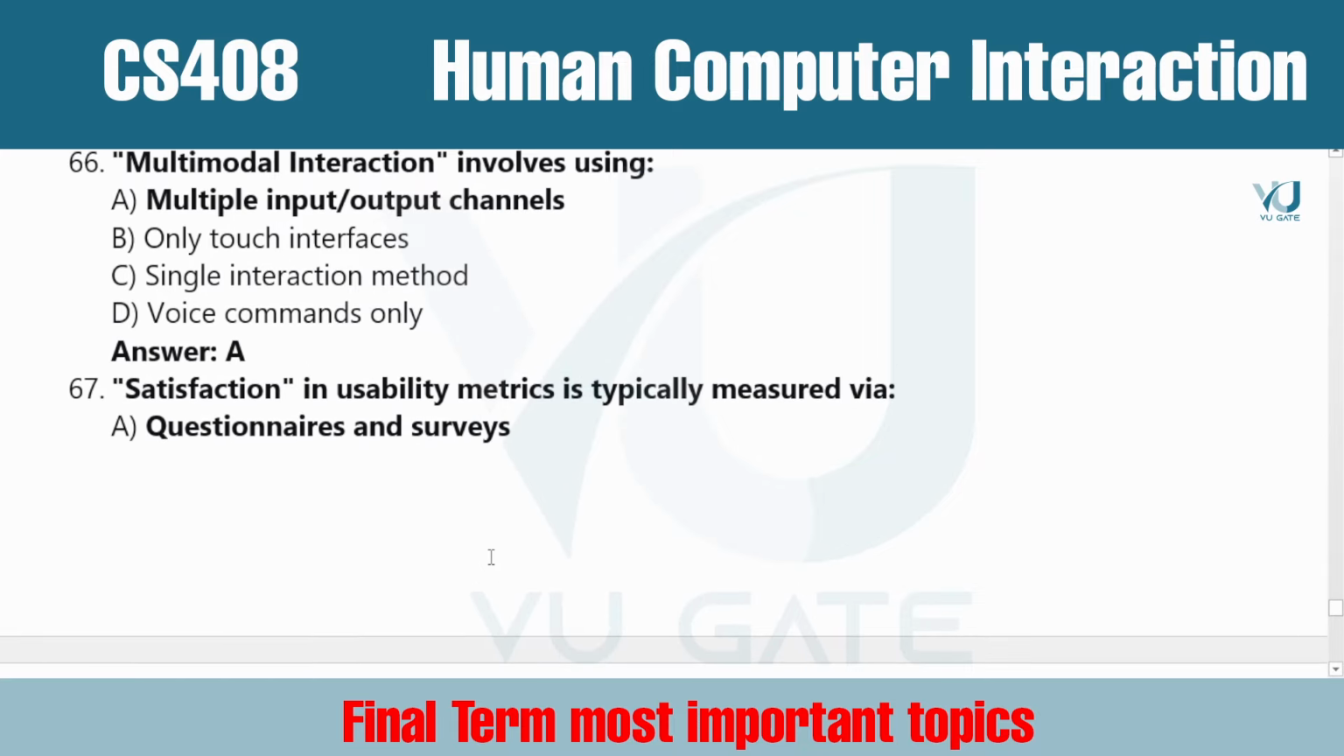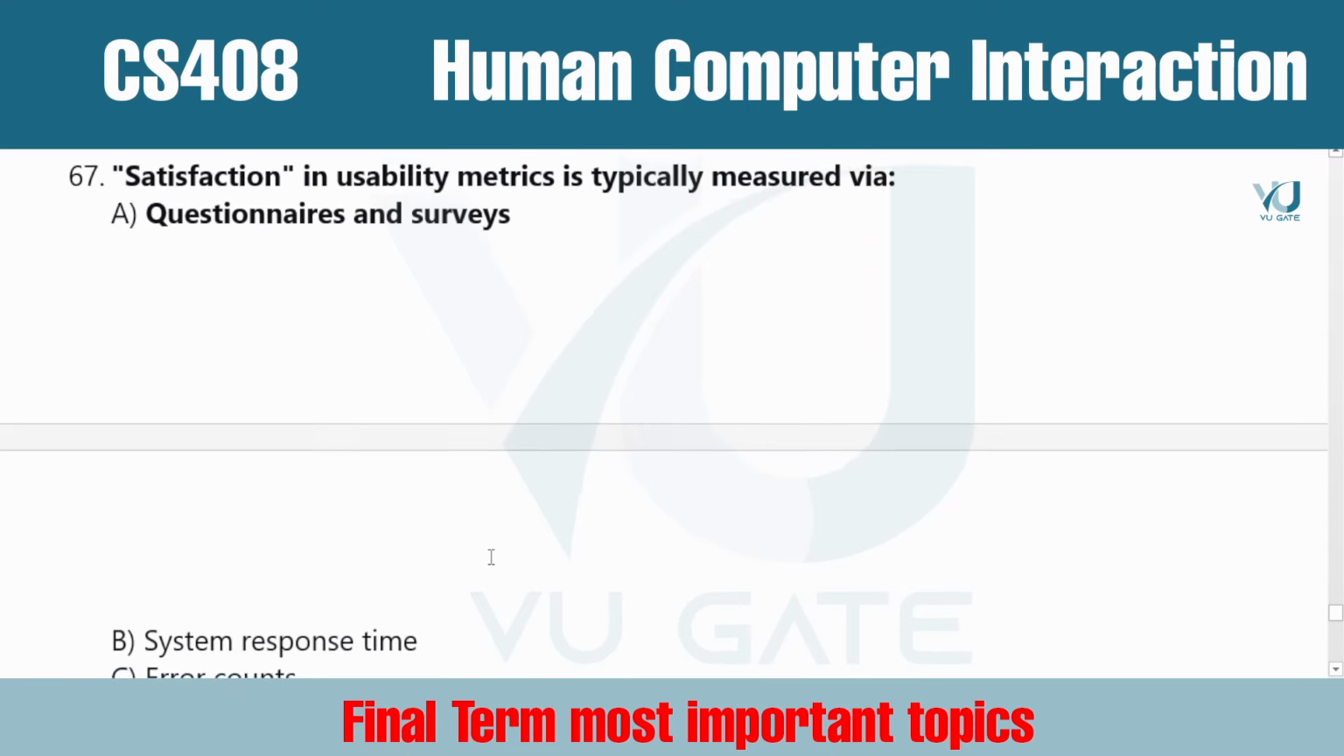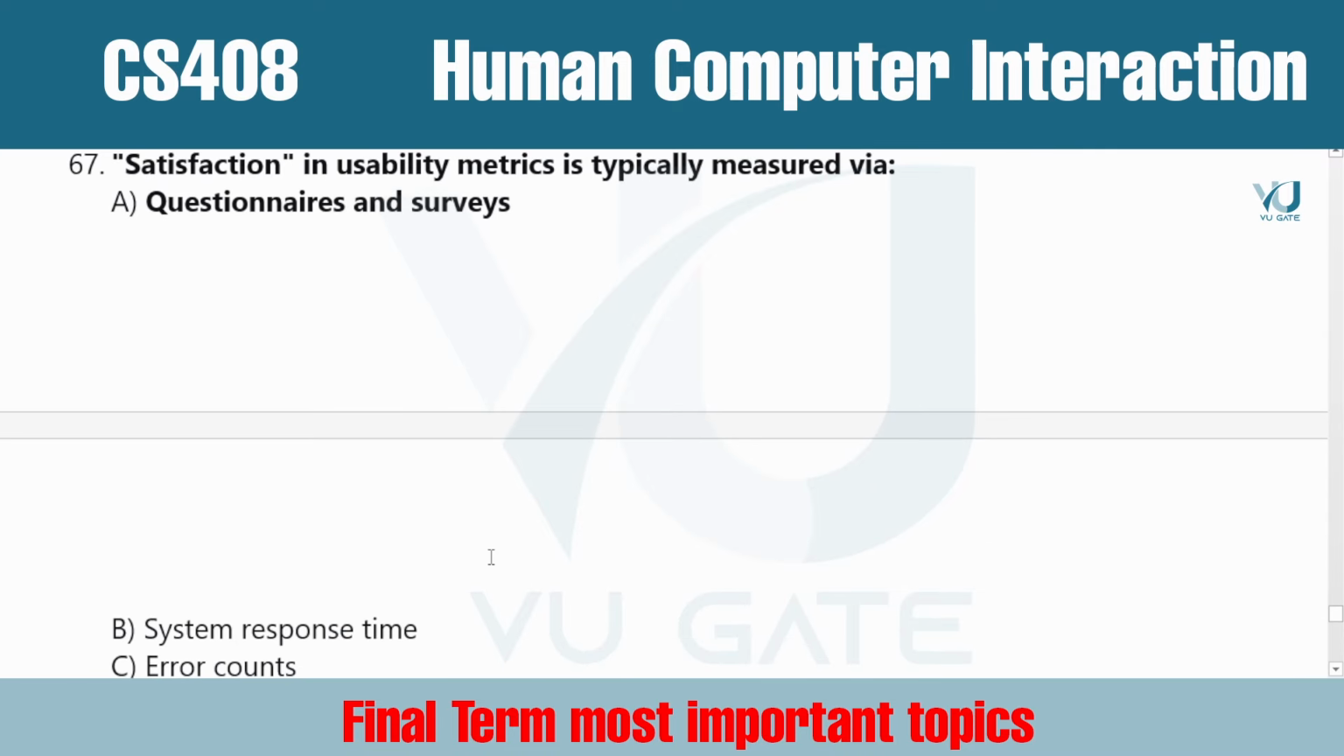Question 66. Multimodal interaction involves using? The correct answer is option A, multiple input-output channels. Question 67. Satisfaction in usability metrics is typically measured via? The correct answer is option A, questionnaires and surveys.